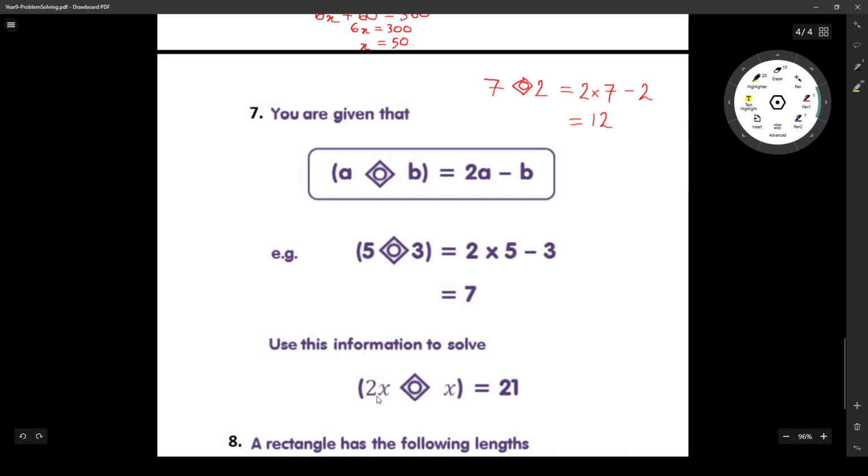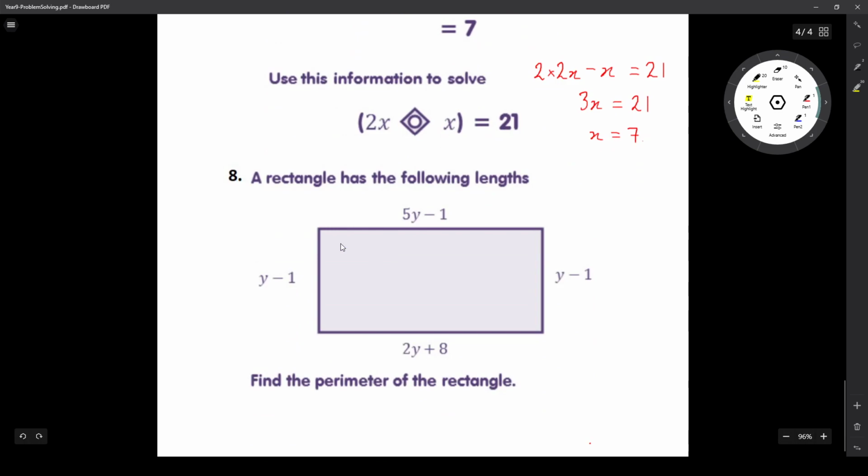So the question itself wants us to solve this 2x symbol x equals 21. So that means we do two lots of the first thing, take away one lot of the second thing, and we know that that equals 21. So we've got 4x take away 1x, that's 3x equals 21, and that's really nice. We can divide both sides by 3 to get x equals 7.